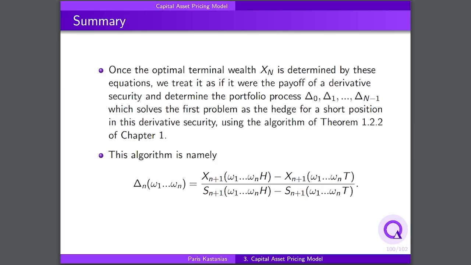Once the optimal terminal wealth, XN, is determined by these equations, we treat it as if it were the payoff of a derivative security and determine the portfolio process which solves the first problem as a hedge for the short position in this derivative security, using the algorithm of Theorem 1.22, which is this one here. Okay.